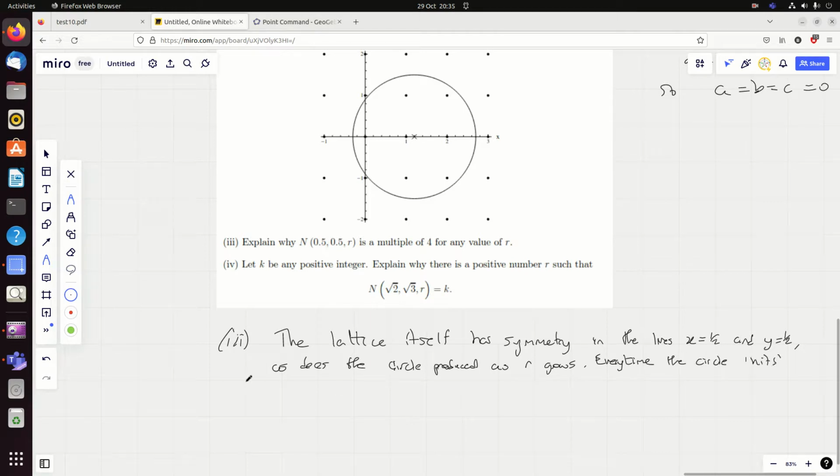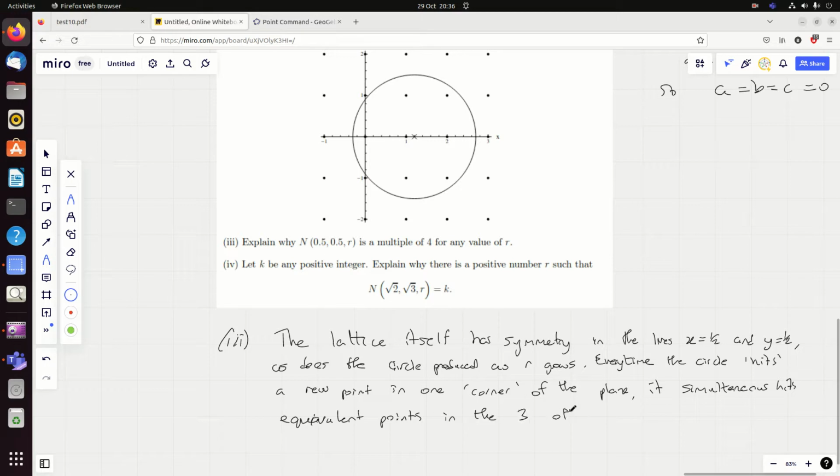hits a new point in one corner of the plane, it simultaneously hits the same point after you've reflected in the line x equals a half, then y equals a half, then x equals a half. Equivalent points, simultaneously hits equivalent points in the three other corners. Hopefully that would get me it.